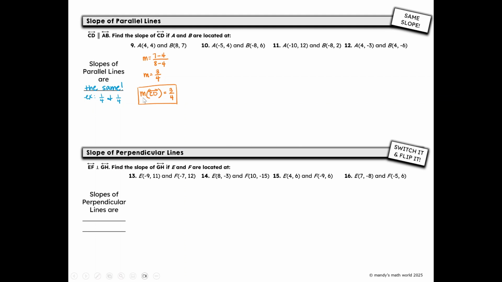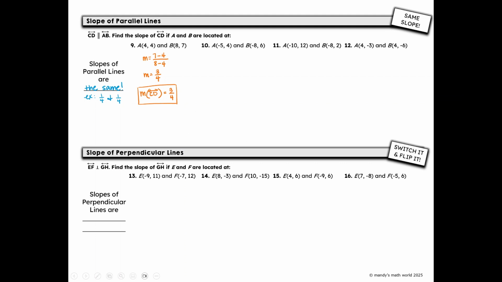And look how I wrote that. The slope of line CD equals 3/4. If you wanted to write m of line CD, with a symbol over it, equals 3/4, you could do that as well. This is just shorthand, but that's what that means.